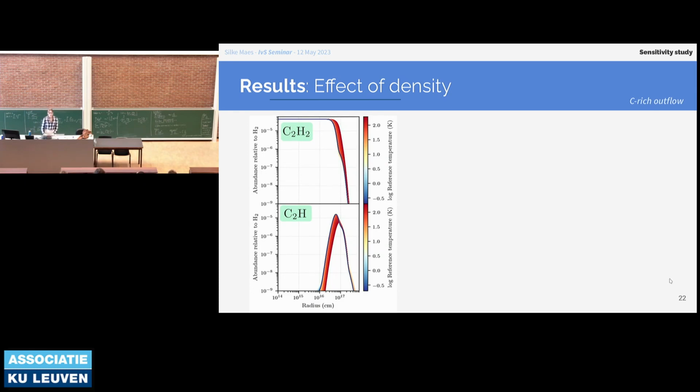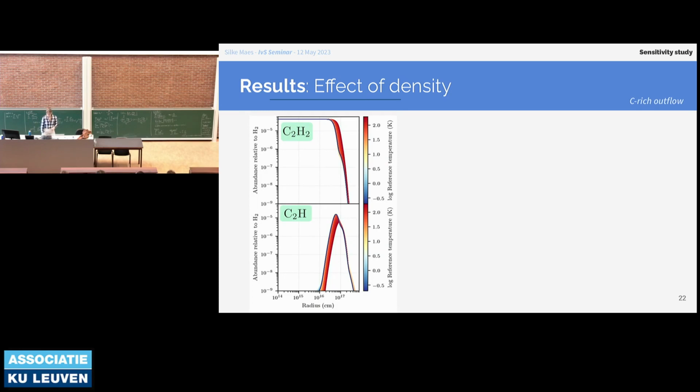We see that for the parent species, C2H2, it's quite constant up until a certain radius, and there it drops drastically. This is because the UV radiation, as I mentioned, is coming from the outside, and is able to penetrate the wind and at some point destroy the C2H2. At that point, the C2H2 gets photodissociated into its daughter species, and that's why you can see the bump here at the same location. At the point that the parent is destroyed, the daughter is created, and then also a bit later in the outflow, the daughter is also destroyed because of the photodissociation.